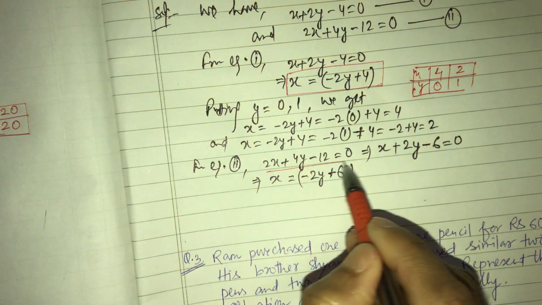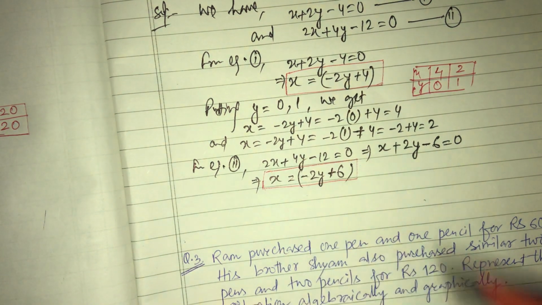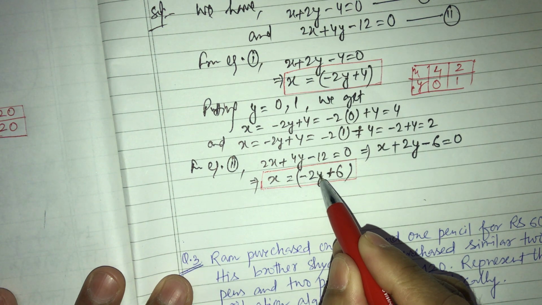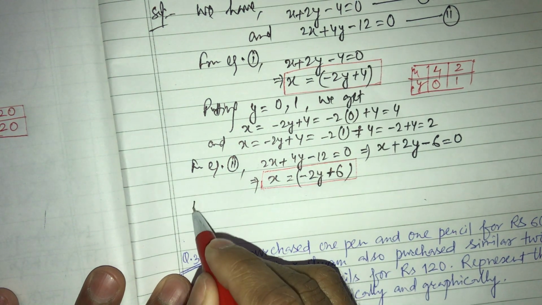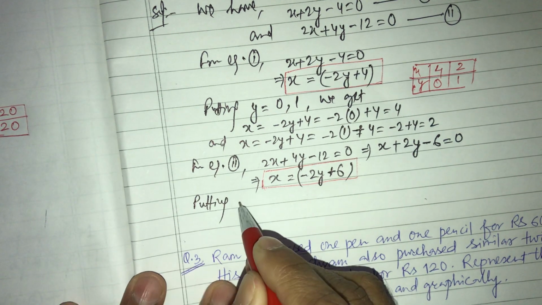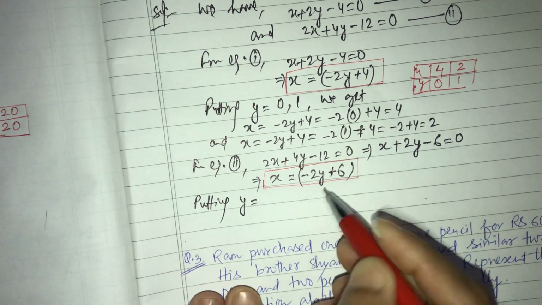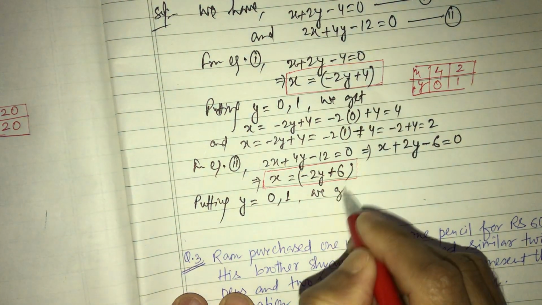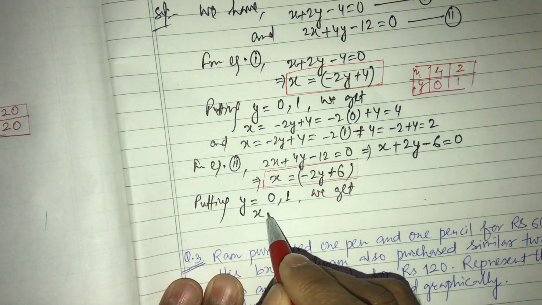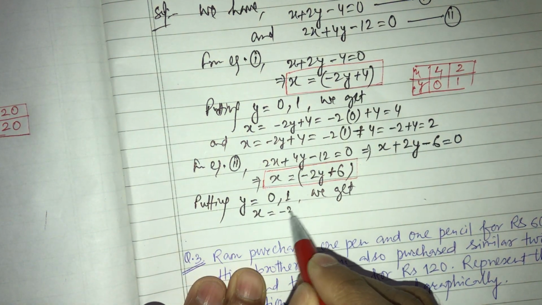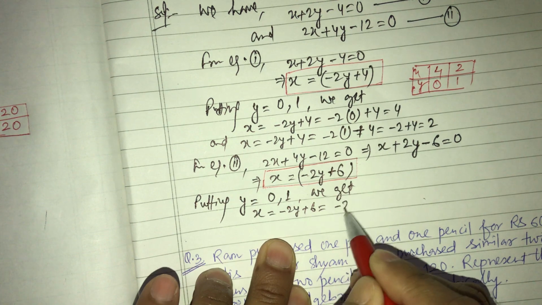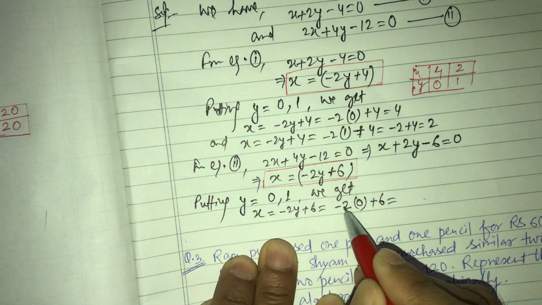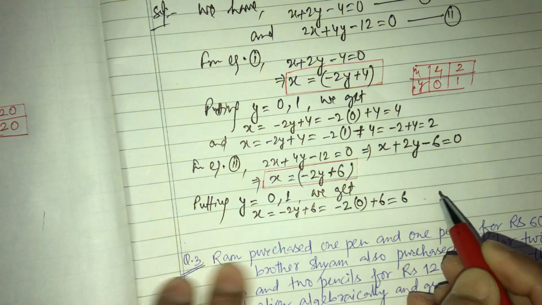Now this equation will help you get the table. Again I have y on the right hand side, so I'll assume the value of y only. Putting y equal to any value, let me take again 0 and 1. It makes no difference. We get x equal to minus 2y plus 6. Y is 0, so let me keep 0 here, plus 6. 2 into 0 is 0, and 0 plus 6 gives you 6.